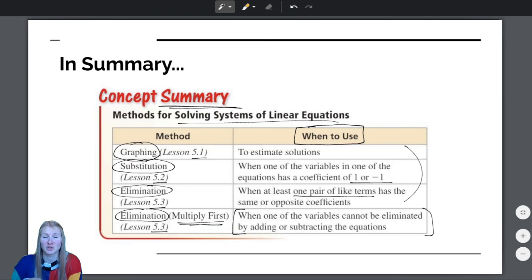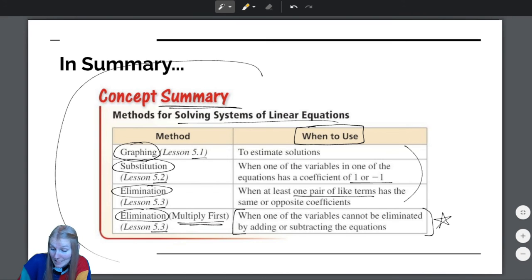Like when substitution looks like it's gonna be gross, when graphing looks like I'd have to solve, I have to put it in y equals mx plus b, and that looks like a lot of work. Then what we learned today in this video is going to be your best bet. So if there's only one way that you learn how to do, I recommend that it be elimination, because sometimes it can be the easiest.